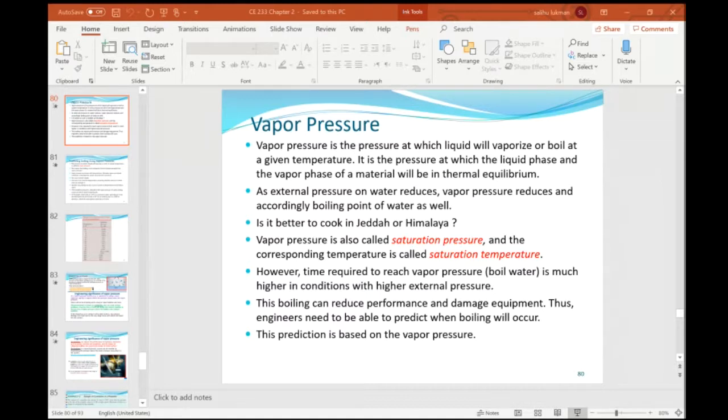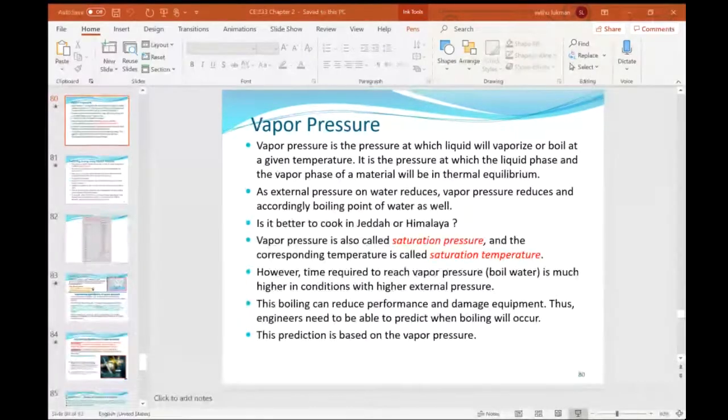Vapor pressure is called the saturation pressure, and the corresponding temperature, the saturation temperature. However, the time required to reach vapor pressure is much higher in conditions with higher external pressure. I think this is also the explanation for the Himalaya regions.